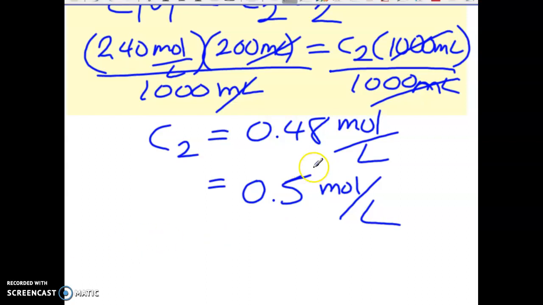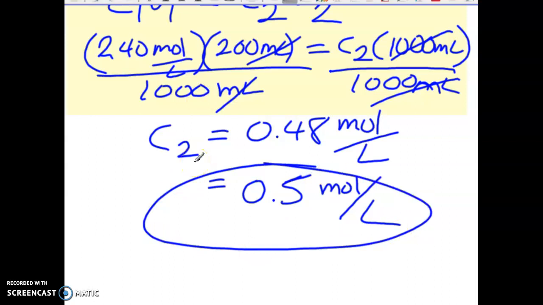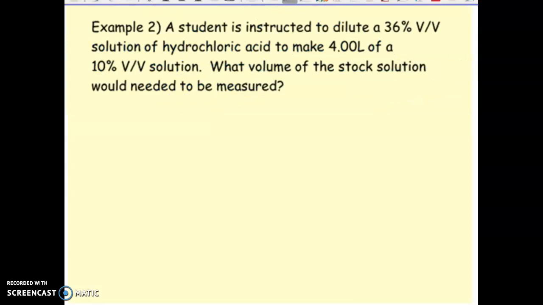All right, so this is creating a solution from a pre-existing solution, which we refer to as a stock solution. Okay, so try out this last example. We'll pause the video, and I'm going to go into the next part on this. So try out this example, pause the video, try this out, and look at the next part to see how you did.